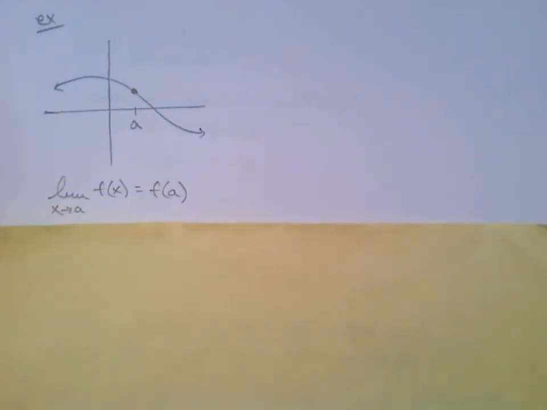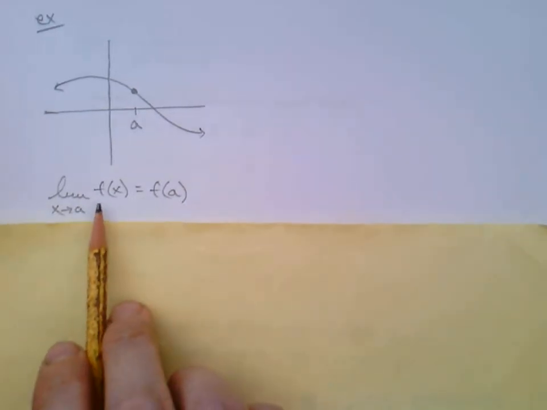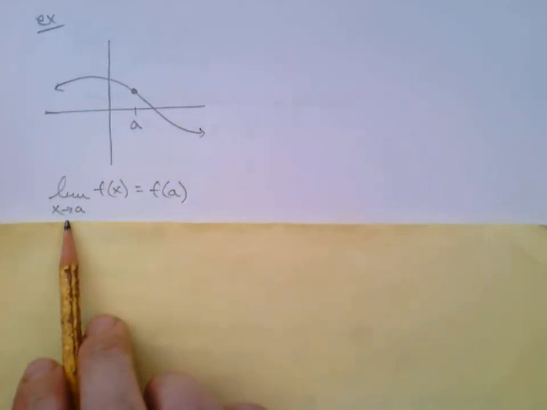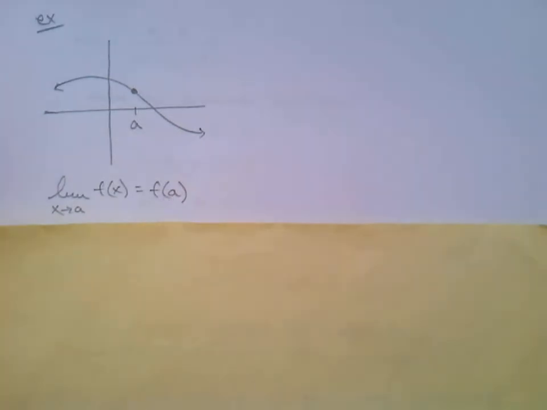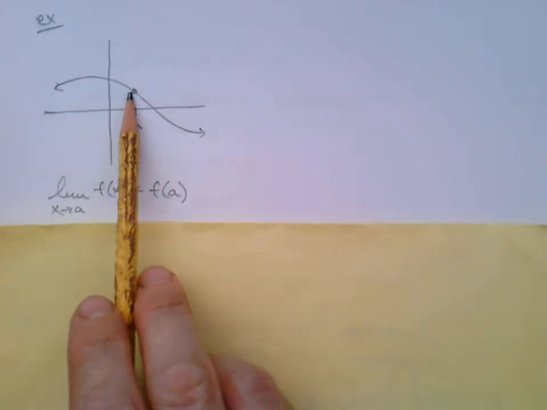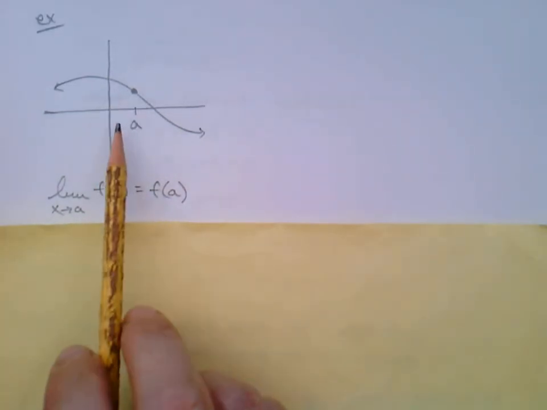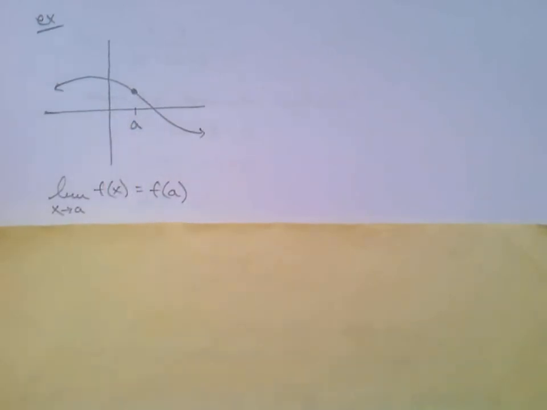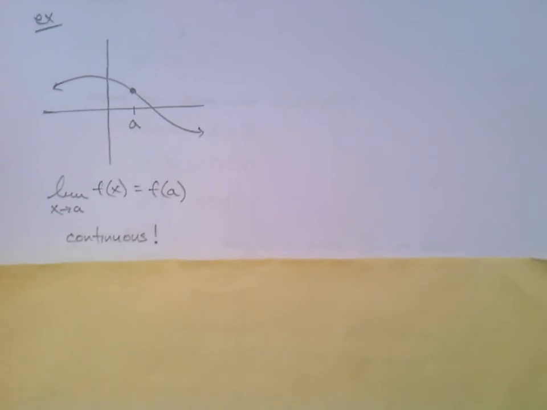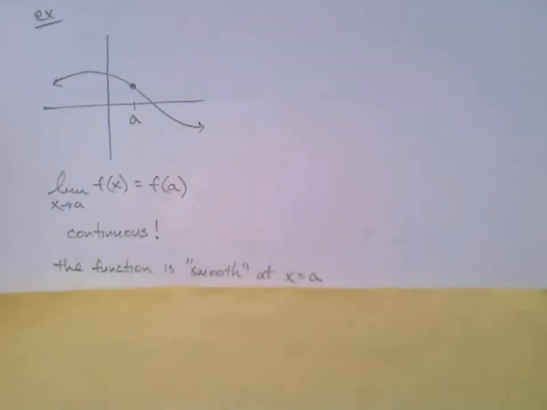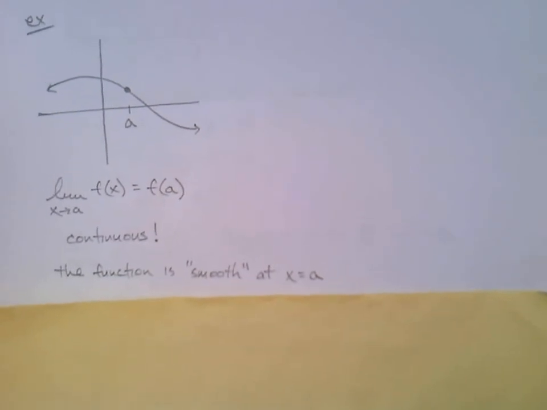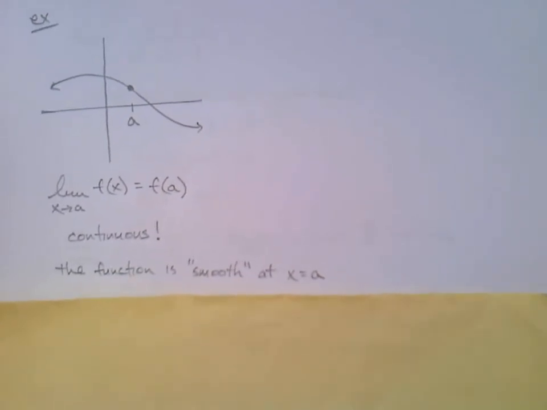In this case, we see that the definition does finally hold. The limit of f of x as x approaches a does equal f of a. The limit comes in right there to that y value, and the function is at the same location. So that's finally continuous. The way we might say that, I said it just a moment ago, is the function is smooth, if you will, at x equals a.